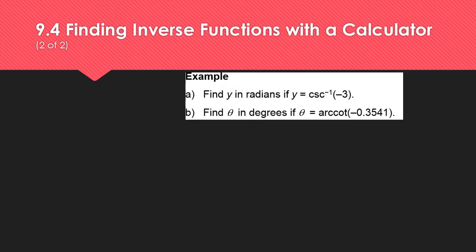Find y in radians if the inverse cosecant is -3, and find theta in degrees if arc cotangent is -0.3541. Pause the recording, give it a try, and resume to check your answer.